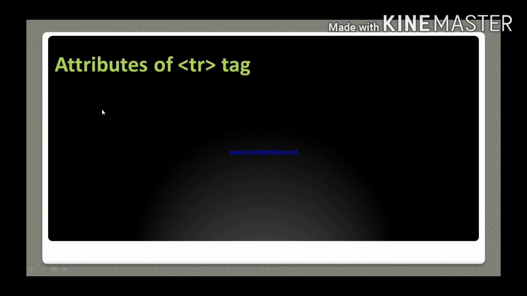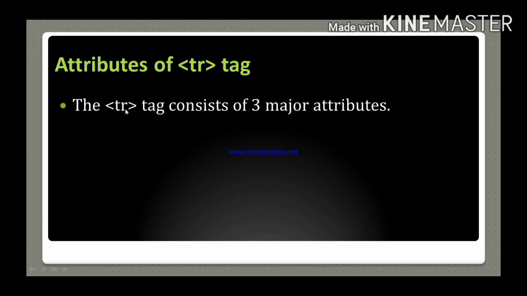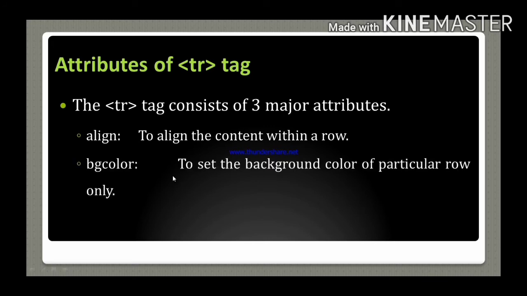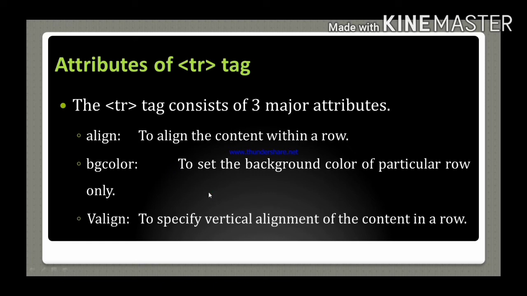Attributes of the tr tag. The tr tag consists of three major attributes: align, to align the content within a row; bgcolor, to set the background color of the particular row; and valign, to specify the vertical alignment of the text.